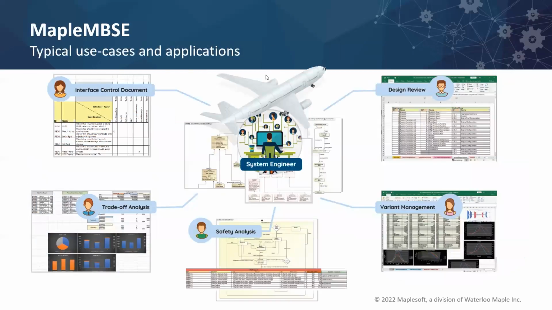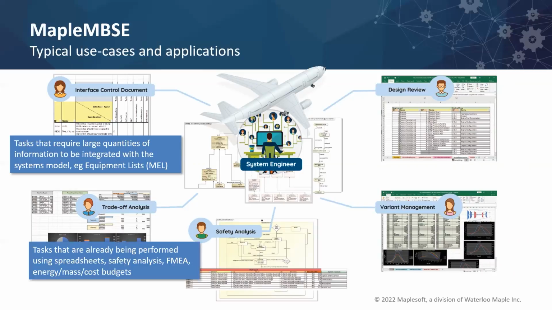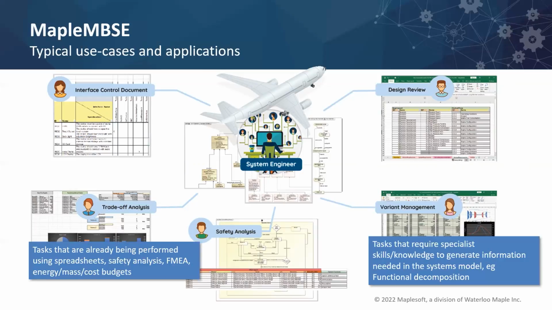Some of the typical use cases that you can achieve with MapleMBSE are, for example, creating different views for interface control, a view for trade-off analysis, safety analysis, rapid integration of large information, or functional decomposition across different architecture levels in Capella and so on.